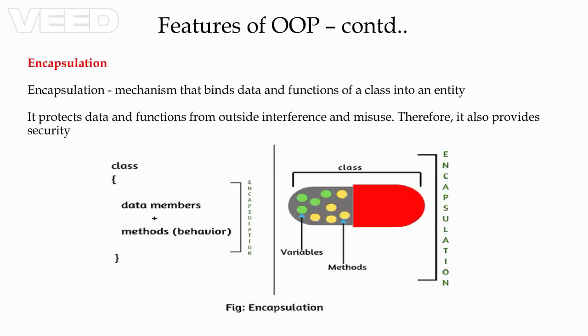Next, we are going to see about what is encapsulation. Encapsulation is a mechanism that binds the code and the data together. Code and data are linked and controlled by encapsulation, which also protects them from outside influences. It is a mechanism that binds the data and the functions of a class into an entity. It provides security from the outside world.